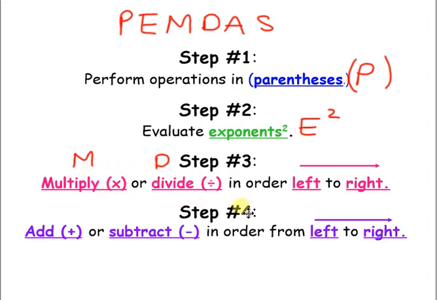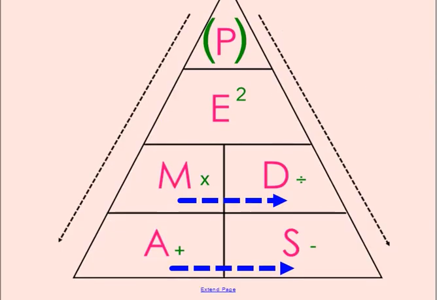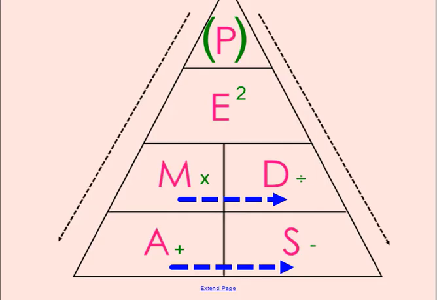Step 4 is also a compound step. We're going to add and subtract, in order from left to right. So if subtracting comes first, we subtract first. If adding comes first, we add first. Then we have our little triangle to remind us of the steps as well, because some of us are more visual than others. It all starts with the parentheses. Remember, once you're inside the parentheses, if they have multiplying, dividing, adding, and subtracting, you start order of operations all over again inside the parentheses.